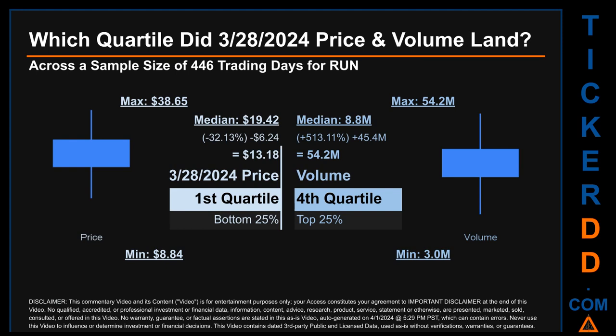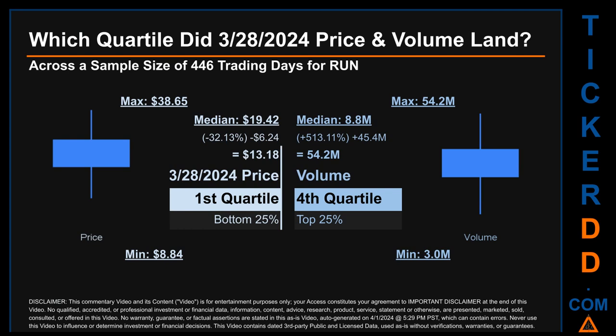The day's volume landed within the fourth quartile, marking it within the top 25% of all sampled daily volume, which saw a max daily volume of 54.2 million and a minimum of 3 million. Quartiles tell us about the spread of a data set by breaking that data set into quarters, just like how the median breaks the set into half.